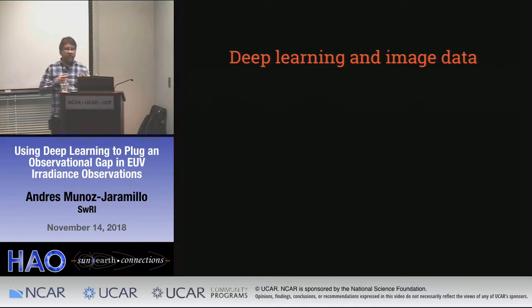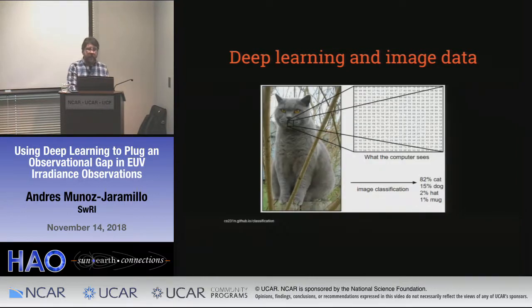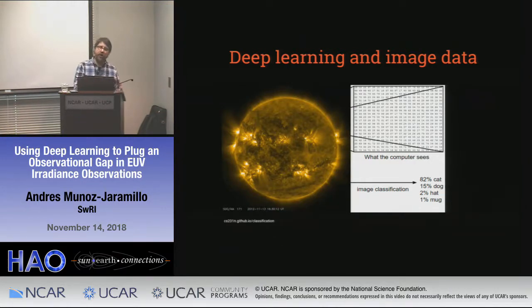So when it comes to image data, we are basically on the crest of a revolution. The idea is that you have an image, right, which to the computer just looks like a bunch of numbers. In this case, the first and most visible application of this kind of technique was image recognition. So I will show this image to the computer and it will tell me that it is a cat or a dog or a hat or a mug, for example. But you can do classification and you can do regression. In this case, you have images of the sun as an input and you want to get some value of irradiance. So both are possible.